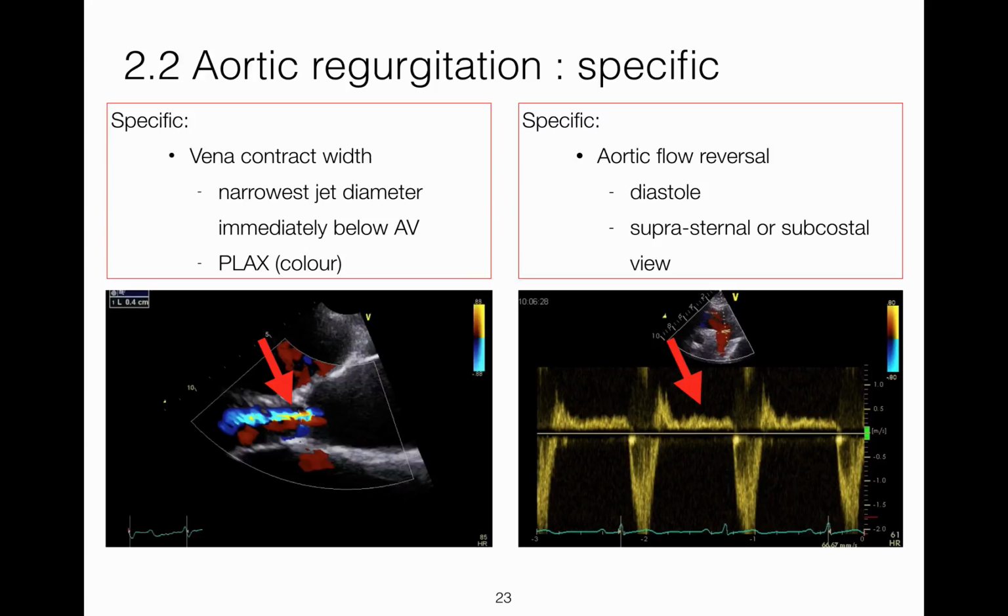Specific measures include measuring the vena contracta. The vena contracta is the narrowest segment of the regurgitant jet immediately below the aortic valve. The measurement is made using color Doppler imaging from the parasternal long axis view. The other specific measurement is identification of aortic flow reversal in diastole. This measurement is made from the suprasternal or from the subcostal view using pulse wave Doppler to identify reverse flow in diastole.